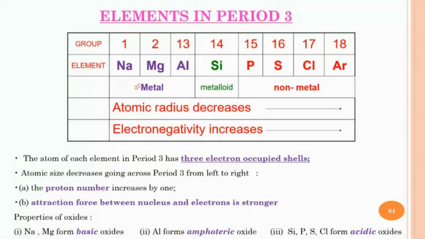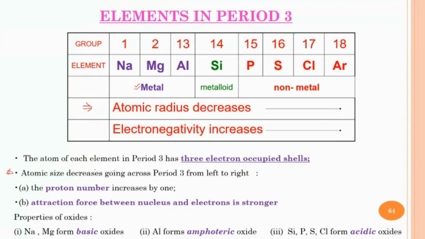Now class, the more important question is this. The atomic radius decreases, meaning that sodium has the bigger atomic size compared to magnesium and so on. Sodium is the biggest. The smallest atomic size would be argon. So the atomic radius decreases. Why? This is the explanation.